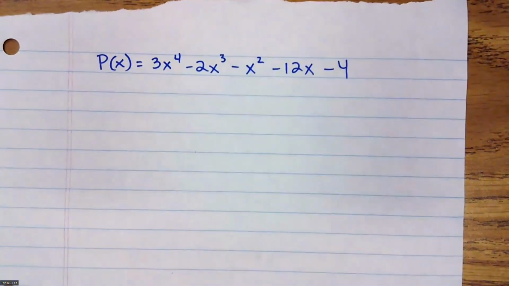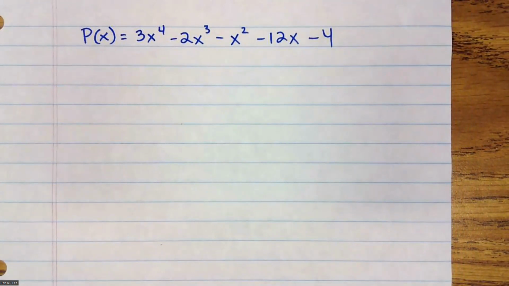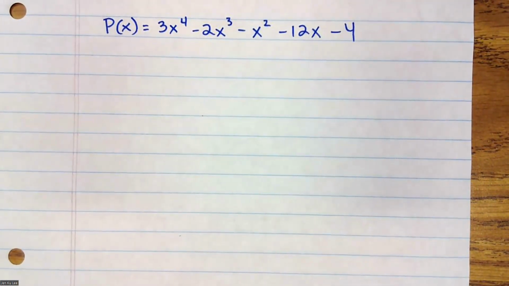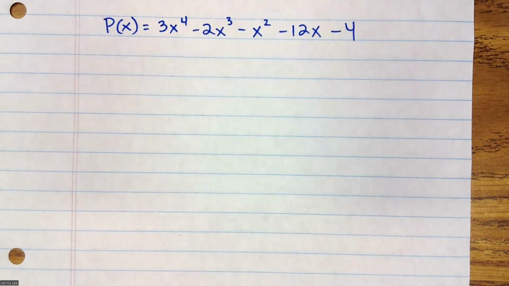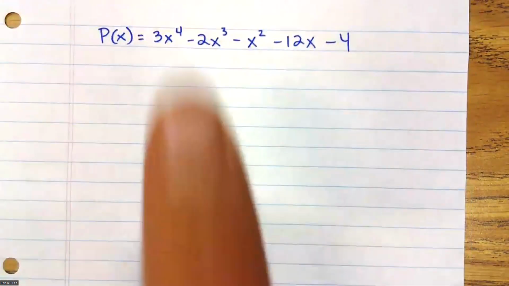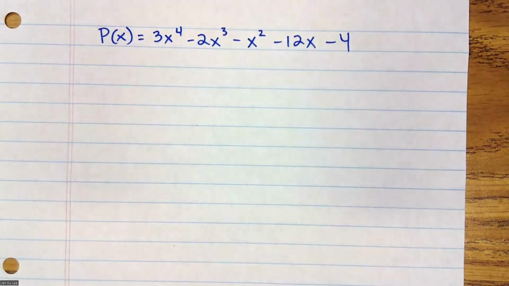My third one that I have is this. Same thing, just a bigger degree. Right? So how many zeros should I come out with? 4. Right? Because it has a degree of 4. Okay?